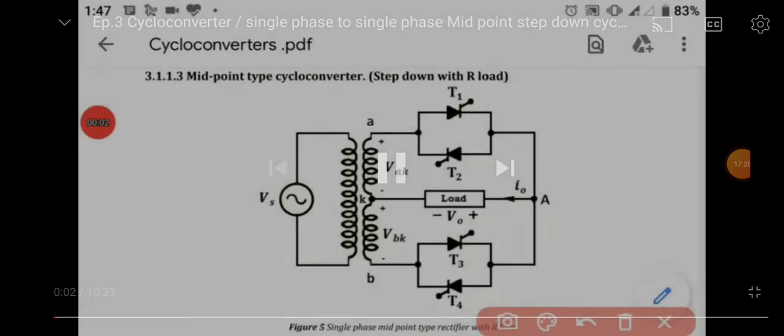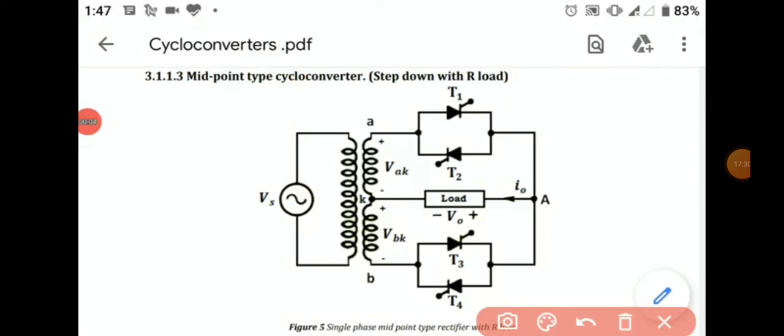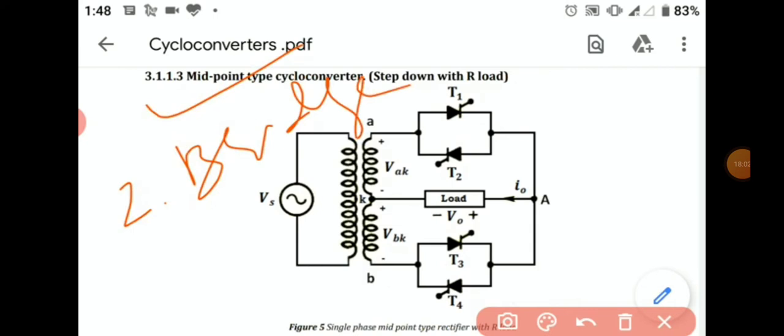Hello, today we will discuss the step down type cycloconverters. What are step down cycloconverters? Step down cycloconverters are those in which the output frequency is less than input frequency. Like in case of step up cycloconverters, we have discussed midpoint type cycloconverter and bridge type cycloconverter. Here also we have two types, that is midpoint type cycloconverter and second one is bridge type cycloconverters.